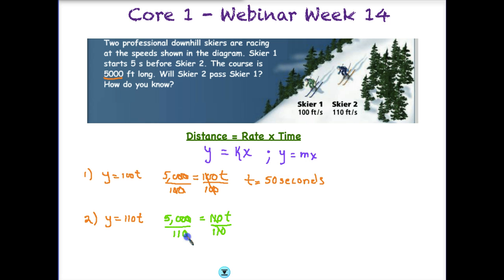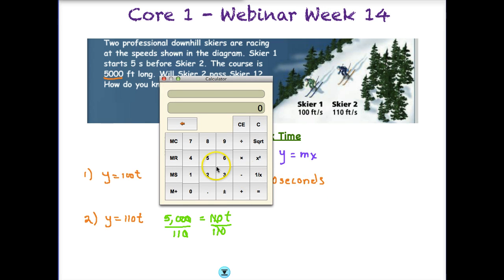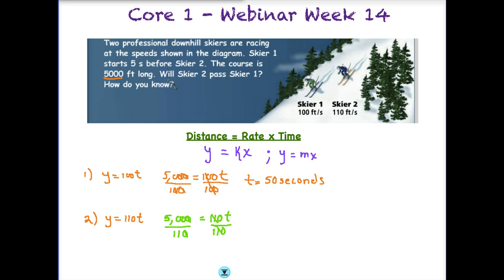I've got a 0 that can cancel with a 0. And then in my calculator, I do 500 divided by 11. I've got 500 divided by 11, and that is 45.45. So in this case, the time is going to be 45.45. But really, that's how long it takes him to get down the hill, but remember that he started 5 seconds later.